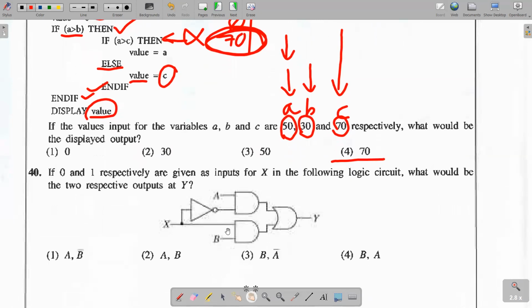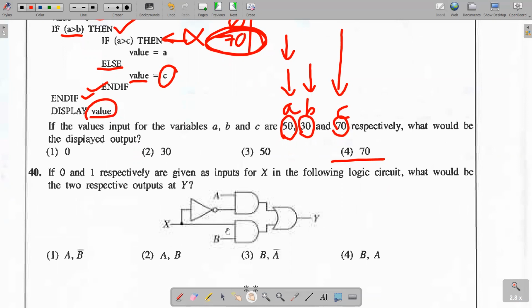So the last question, which is 40. It says if 0 and 1 respectively are given as inputs for X in the following logic circuit, what would be the two respective outputs at Y?